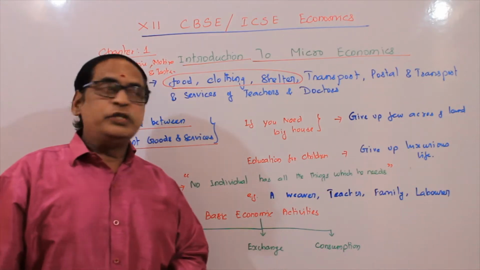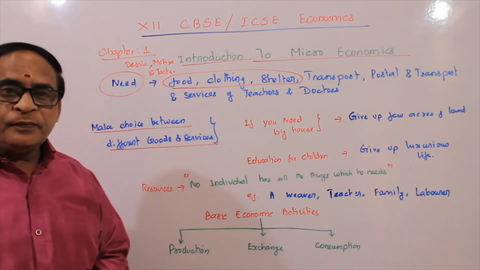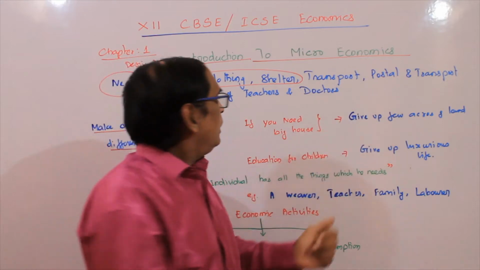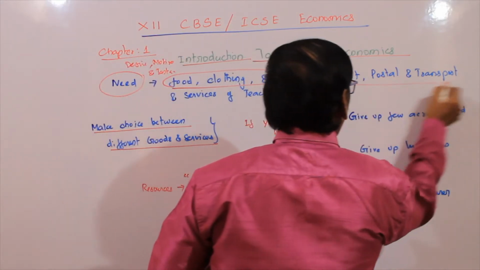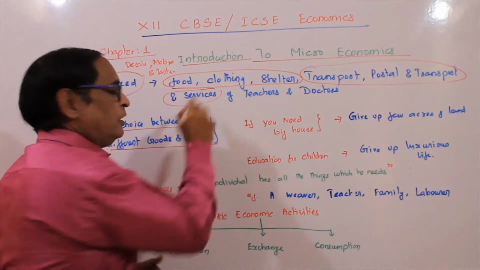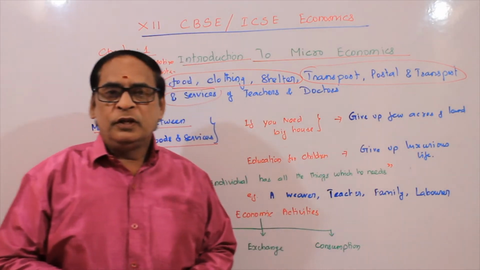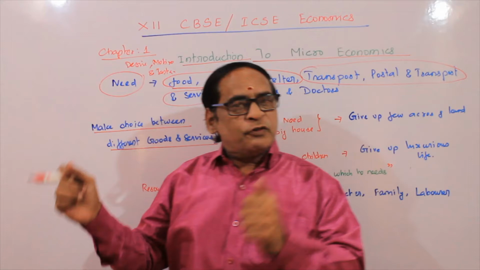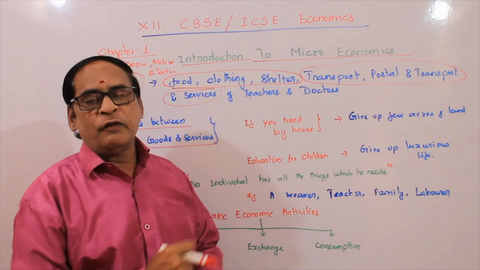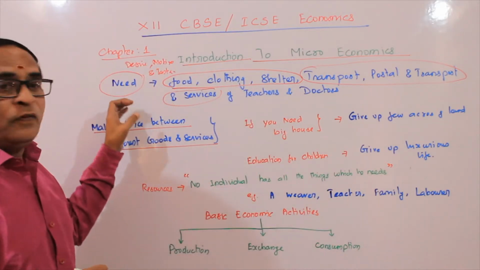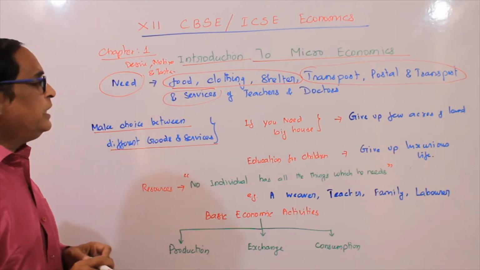And then social needs. What are the social needs? Transport, postal and transport services. These are social needs. For example, if our neighbor has a scooter, we also want to have a scooter. If the neighbor has a car, we also want to have a car. That type of needs is called social needs.